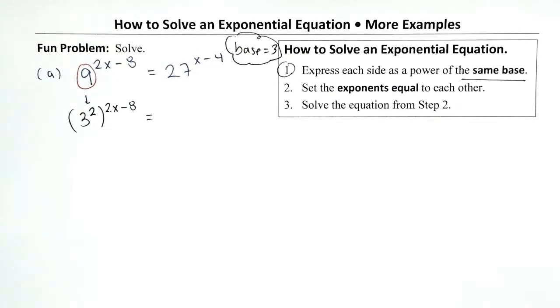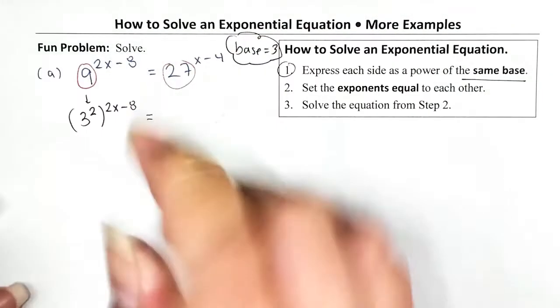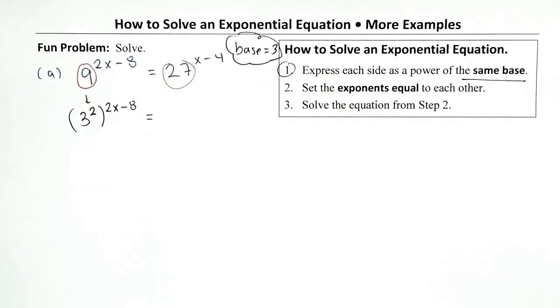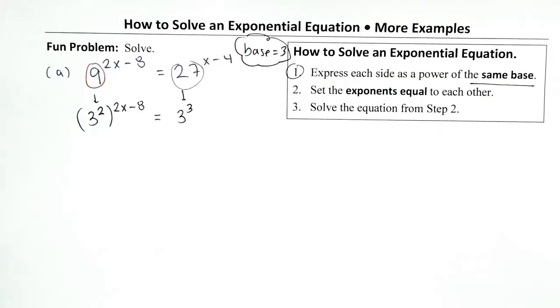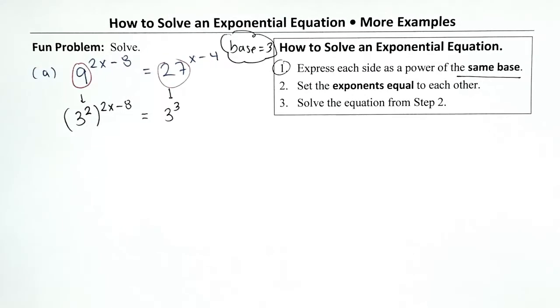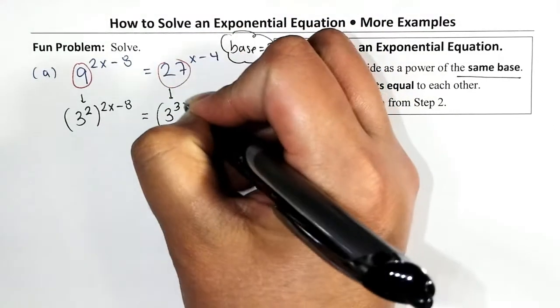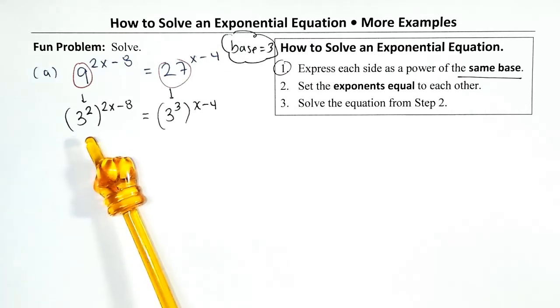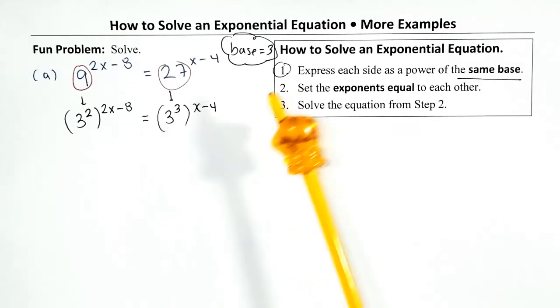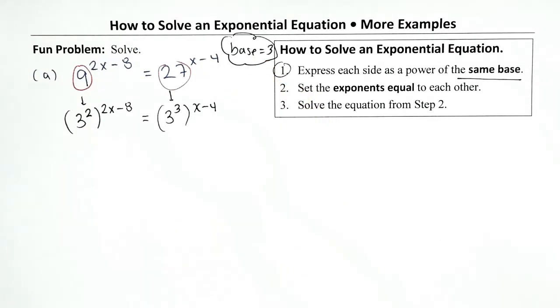Equals, let's write the right side in terms of base 3. So 27 is the same as 3 times 3 times 3, or 3 to the 3rd power. That will give us 3 to the 3rd power. And what is going on with the 27? The 27 is being raised to the x minus 4 power. Fantastic. So we have 3s on the left and right side, but it's not quite base 3. The base on the left is 3 squared and the base on the right is 3 cubed. It's not base 3. Okay, so what are we going to do?